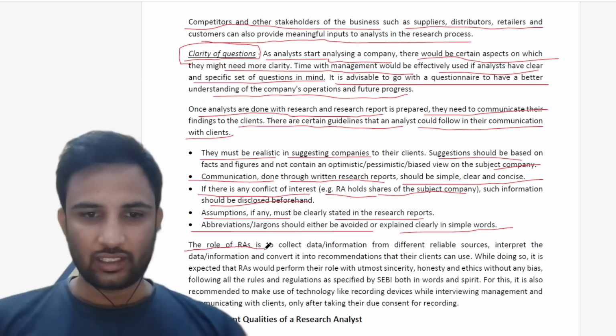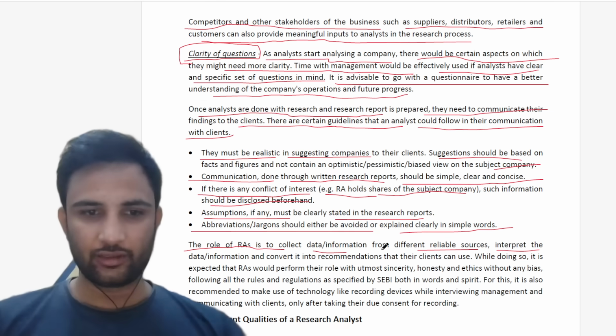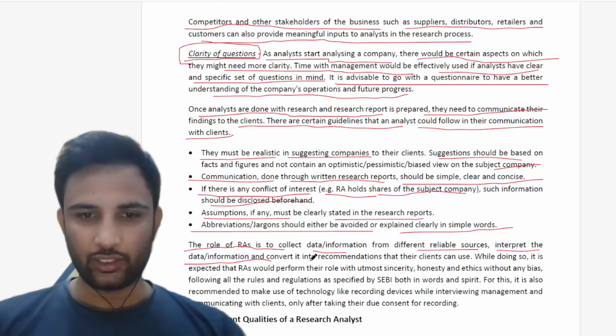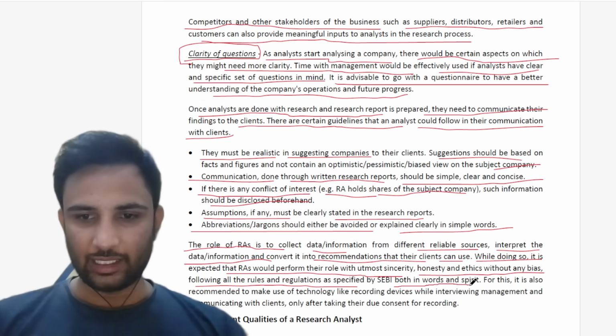The role of a research analyst is to collect data or information from different reliable sources, interpret the data or information, and convert it into recommendations that their clients can use. While doing so, it is expected that research analysts would perform their role with utmost sincerity, honesty, and ethics without any bias, following all the rules and regulations as specified by SEBI, both in words and spirit.